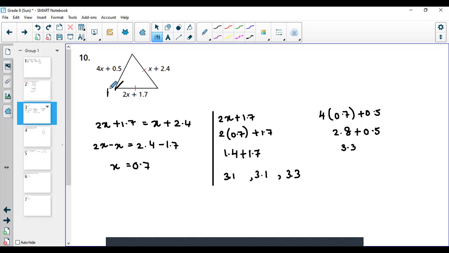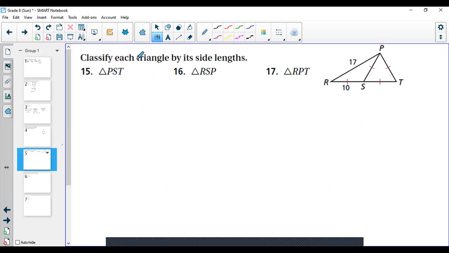If you want, you can write A, B, C, or whichever letter you want, and you can find out by saying AB is this, BC is this, up to you. But this way is perfect as well. Alright, let's move to another question.